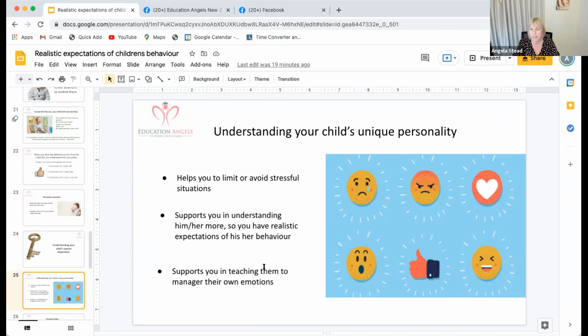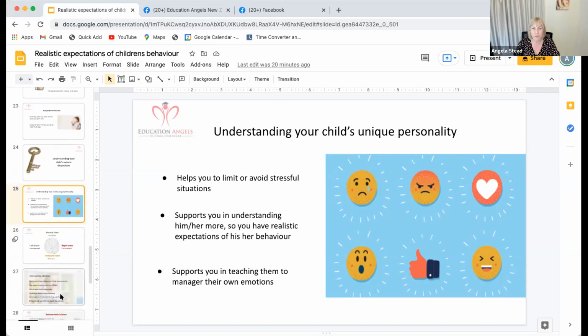If you've got a sensory sensitive child, then you know that getting that child dressed of a morning is going to be a challenge, particularly if you're asking them to wear rough materials. So understanding that child, you can make life a lot easier for both of you by supporting their individual needs. And it supports you too in teaching them to manage their own emotions as well, because if you understand them, you'll learn what strategies work best.